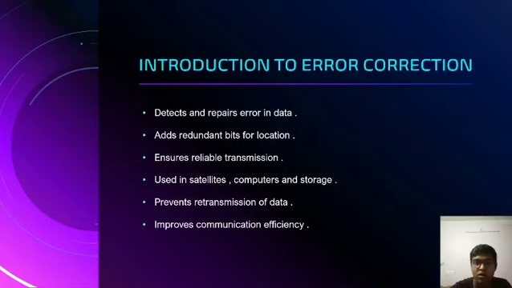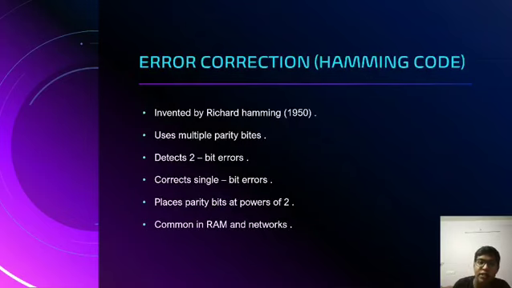Now let us focus on one of the most widely used correction methods, the Hamming code. It is a technique invented by Richard Hamming in 1950. His name is Hamming, so this method is called Hamming code, and it was revolutionary because it allowed not just error detection but also error correction.